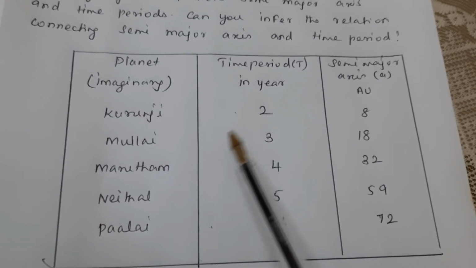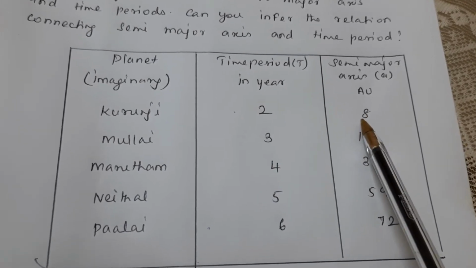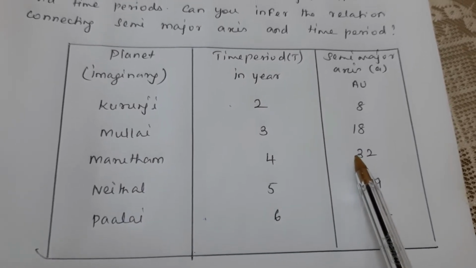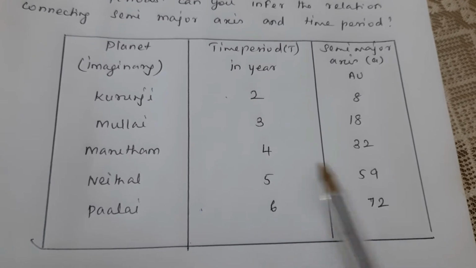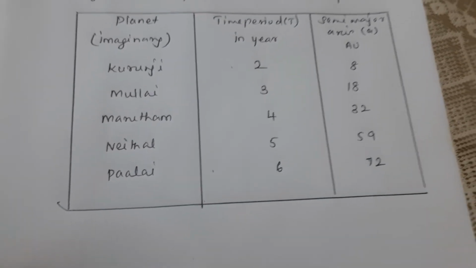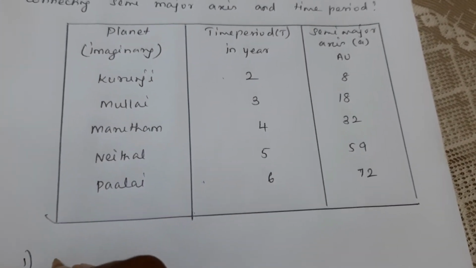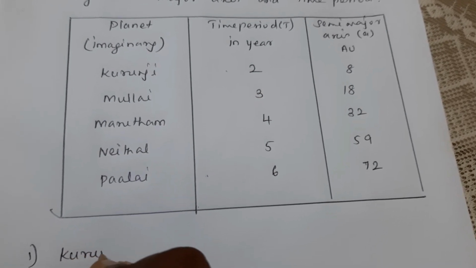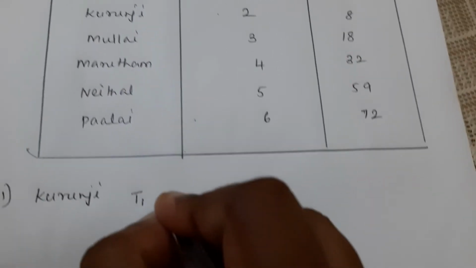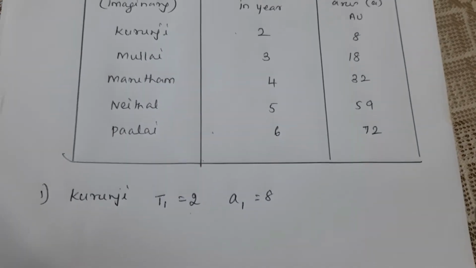Okay. So Kurinji is having 2 years of time period and the semi-major axis is 8. Mullai 3 and 18. Marudam 4 and 32. Neidal 5, 59. Palai 6, 72. Okay. Now we'll go for each planet. First for Kurinji. The time period T1 is equal to 2 and A1 is equal to 8.